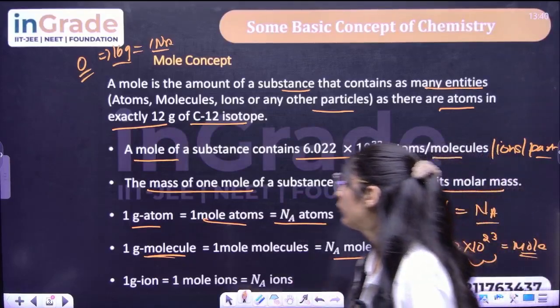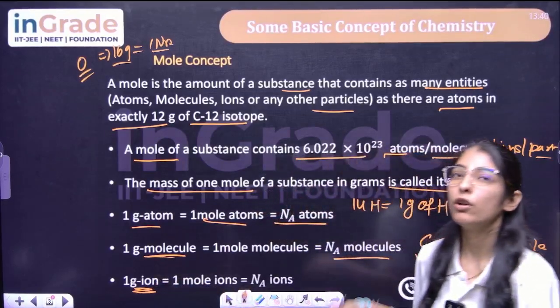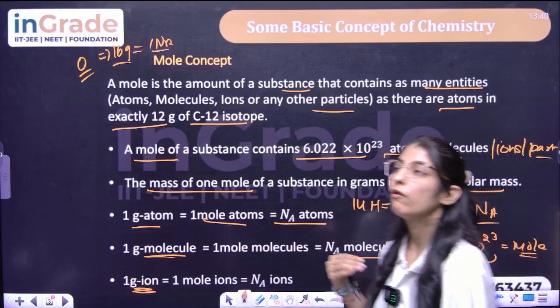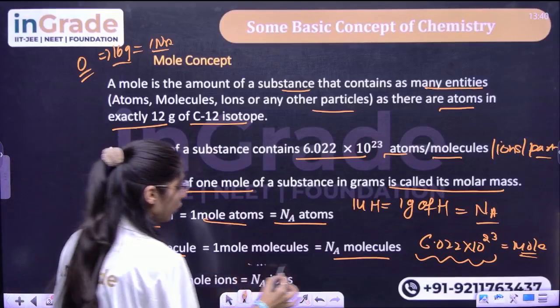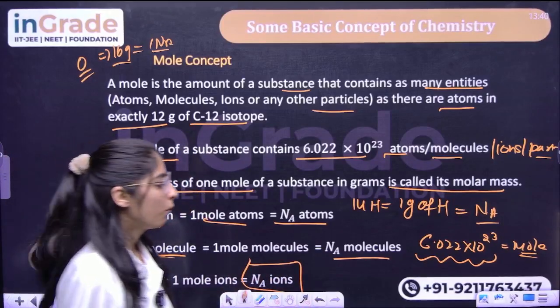And if I ask what is the number of atoms, or number of ions, present in your Avogadro number, that is equal to Na ions. Hope you got it.